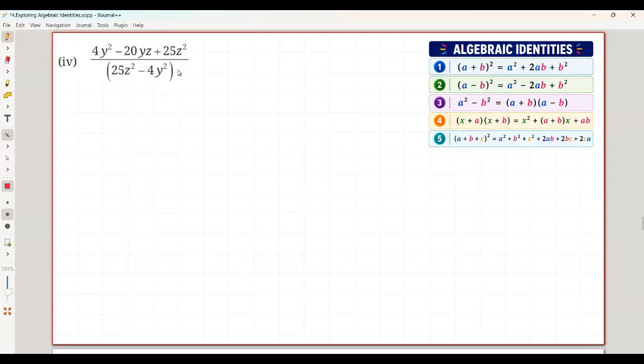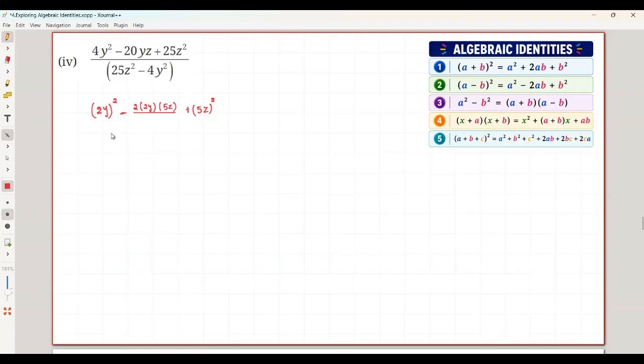So 4y square can be written as 2y the whole square. Or directly also we can just write, this is in the form of 2y the whole square. So minus is coming, so minus, just leave this as a blank. Next, 25 we will be writing as 5z, 5z the whole square, right? Now it will be in the form of a square minus 2ab. 2 into a value 2y, into b value is 5z.